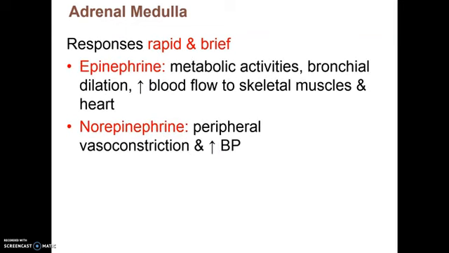Because the adrenal medulla is innervated by the sympathetic nervous system, the responses are rapid and brief. Epinephrine affects metabolic activities. It causes bronchial dilation. People who have asthma have an inhaler. The inhaler has epinephrine, so they spray epinephrine that causes bronchial dilation, so it's easy to breathe. They increase blood flow to the skeletal muscles and heart.